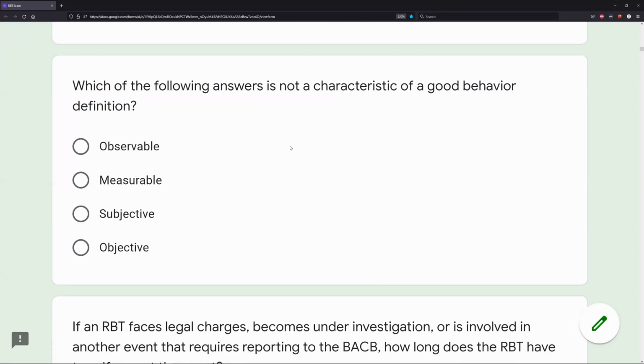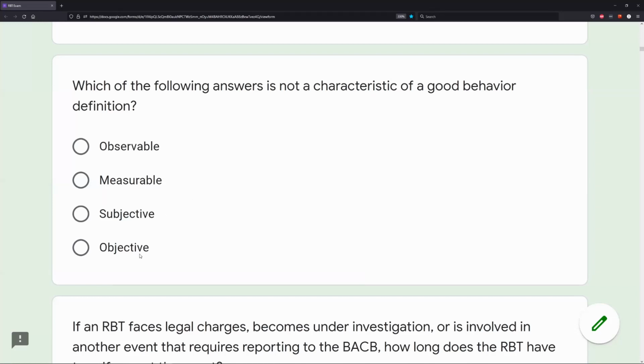Okay, so a good behavior definition is what? It's A, observable. The question says not, though. Okay, so we need to be careful here. We're looking for a characteristic that is not part of a good behavior definition. Observable is part of a good behavior definition, so we eliminate A. B, measurable. Absolutely. We want our behavior definition to be measurable. If we can't measure the behavior, okay, we can't track it, we can't change it, right? So B, we eliminate as well.